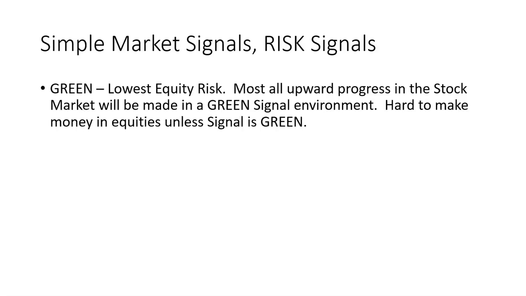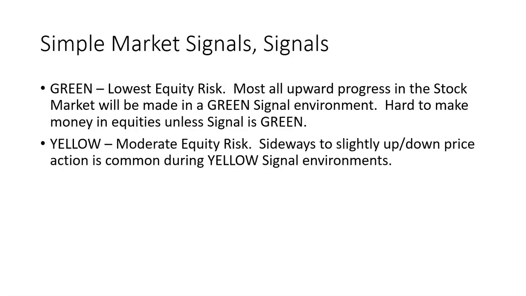The green signal has the lowest equity risk associated with it. And what you're going to find is that most all upward progress in the stock market will be made in a green signal environment. Said another way, it is hard to make money in equities unless the signal is green. The yellow signal means there's moderate equity risk, and sideways to slightly up or down price action is very common during a yellow signal environment.